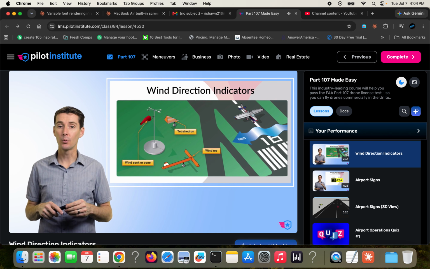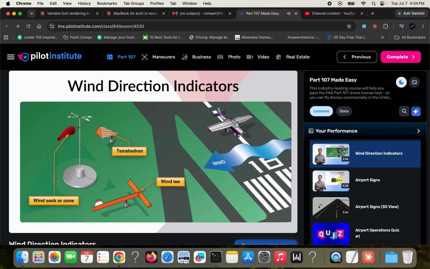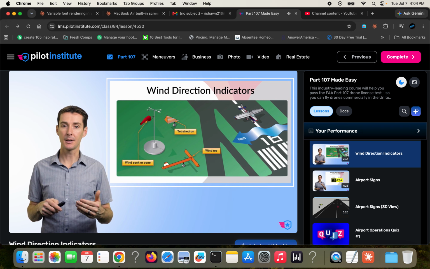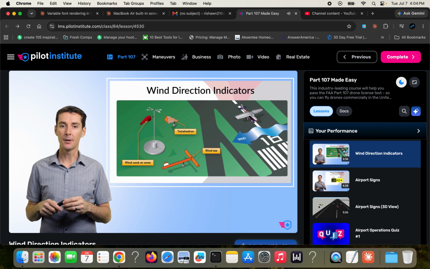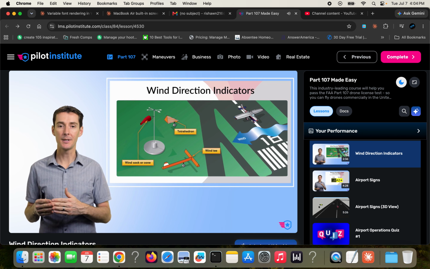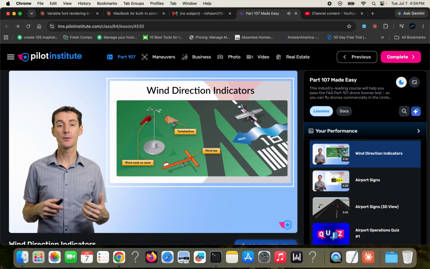And the last one is called a wind T because it's shaped like a T, and that's actually shaped like the wing of an airplane. So the top of the T is the wings, and then the base of the T is the fuselage of the airplane. And basically it does the same thing. It's going to line itself up with the wind, and the side of the T is where the wind is coming from. The tail of the T is where the wind is going. So now you can see where the wind is coming from.